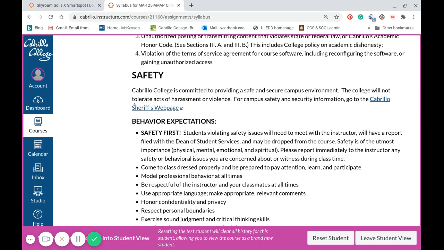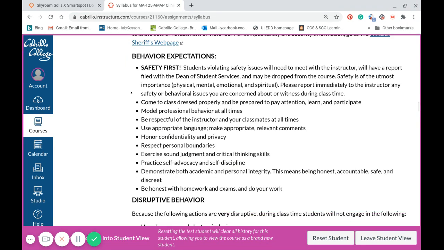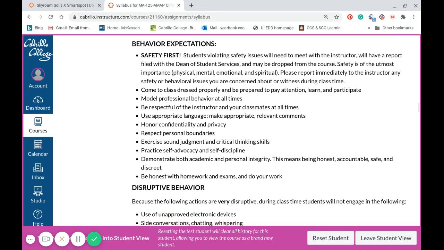Campus safety and security information would be the sheriff's webpage for Cabrillo. We'll talk a lot about safety here in the lab, especially, but these are more general, right?